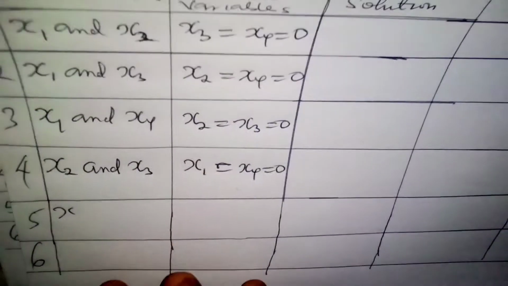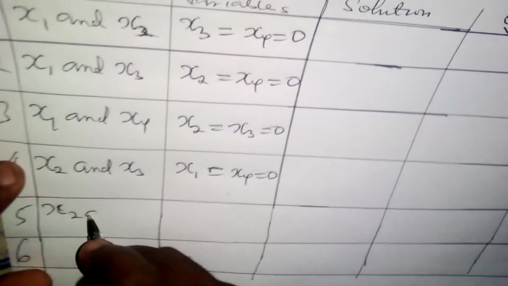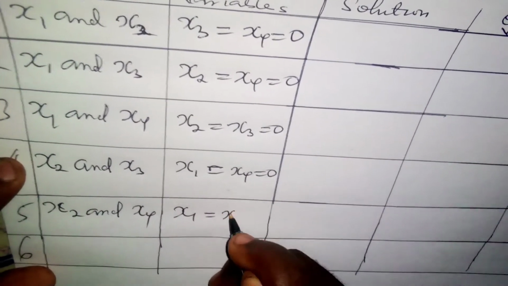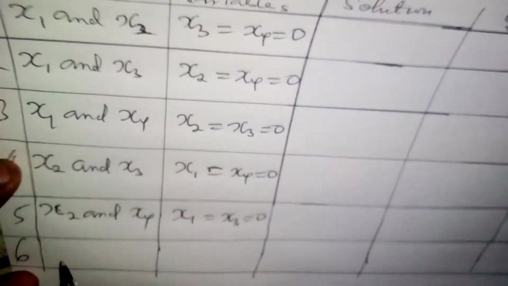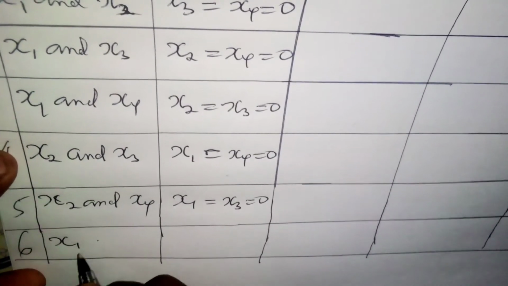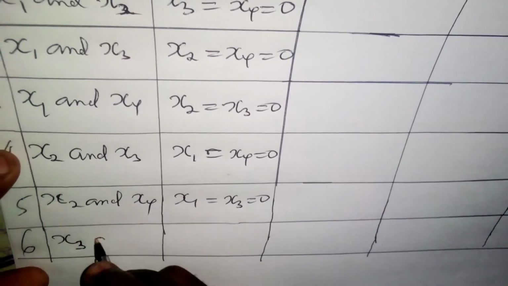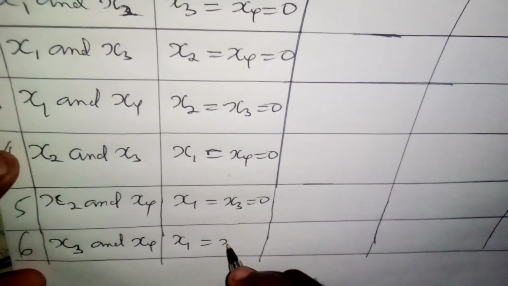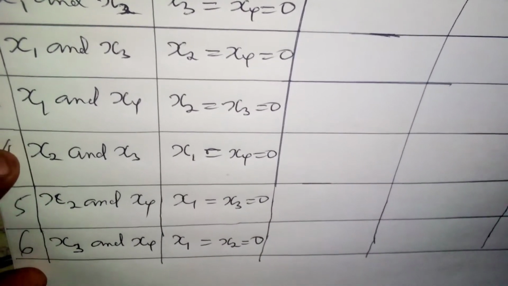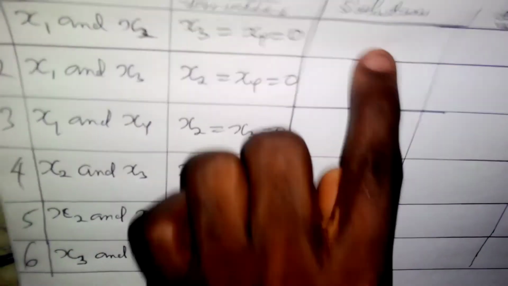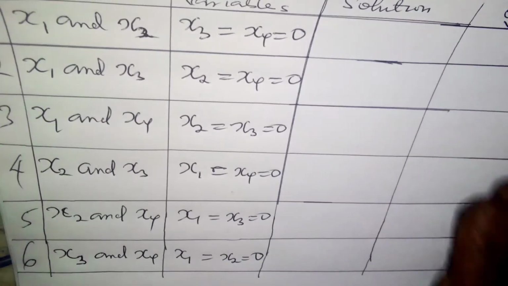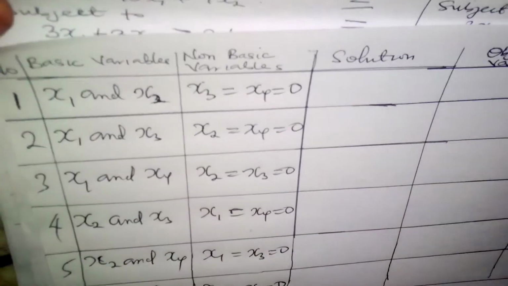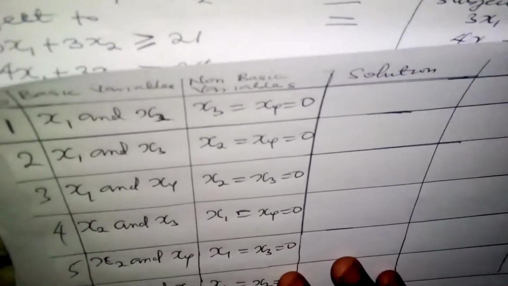Then we'll consider a situation in which x2 and x4 are what we want to solve for, then x1, x3, both equal to 0. Then we'll consider lastly x3 and x4, then x1 equals x2 equals 0. Now with this, we can get the solution, the objective function, and the type of solution we have. So now let's go back to the problem we have.